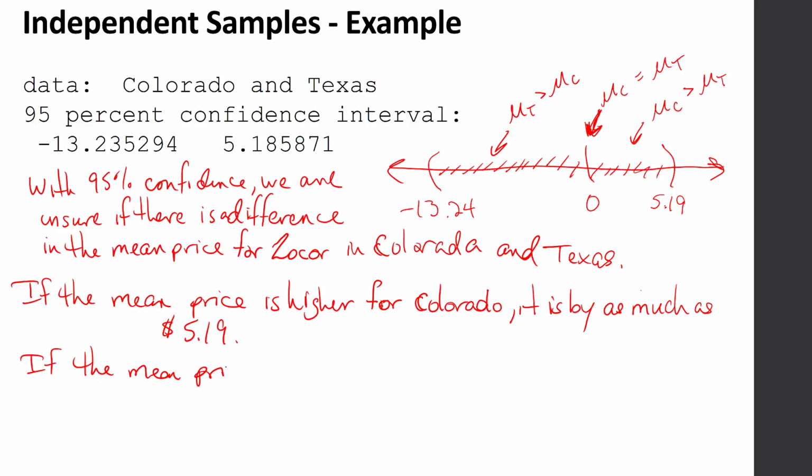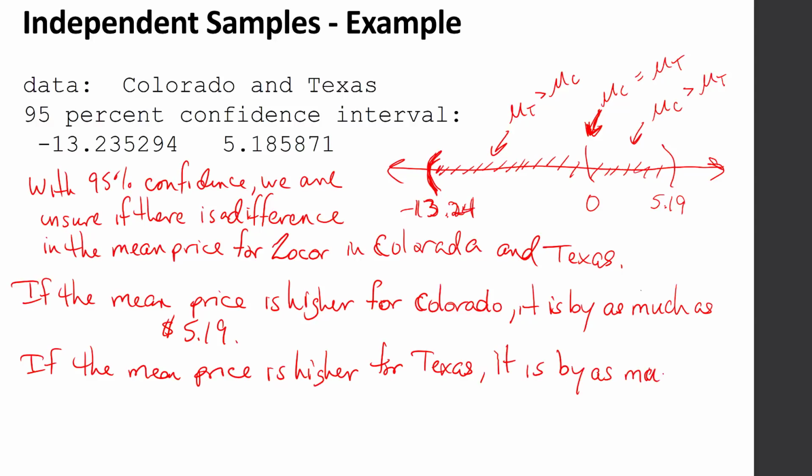If the mean price is higher for Texas, what's the biggest difference in that direction? It is by as much as $13.24. Make sure you don't put that negative sign on that number, because all that negative sign was telling you was that Texas was bigger. By how much? Positive $13.24.